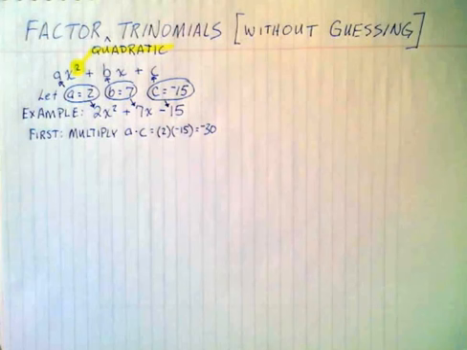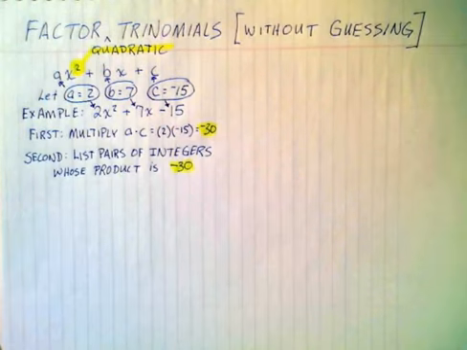Step 1, multiply a times c. A is 2, c is negative 15, 2 times negative 15 is negative 30. Step 2, list the pairs of integers whose product is negative 30.